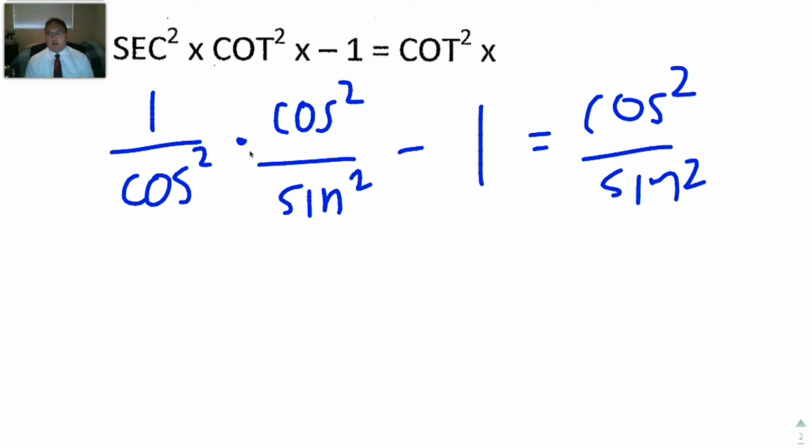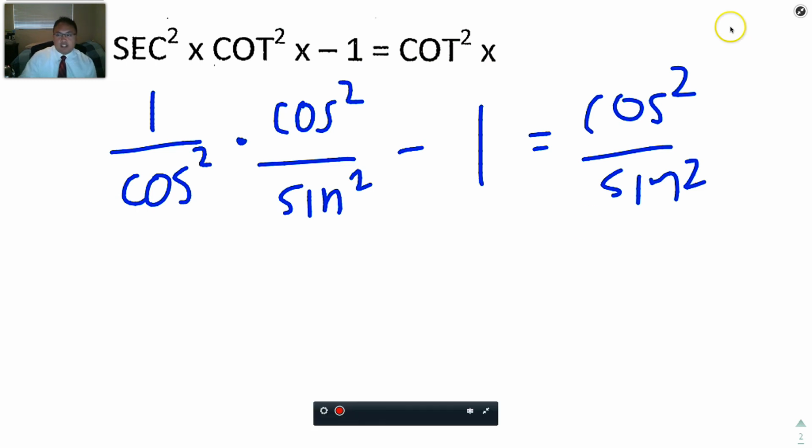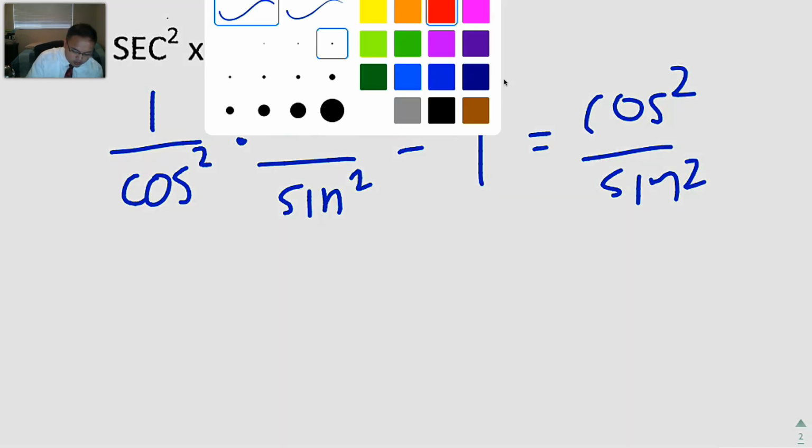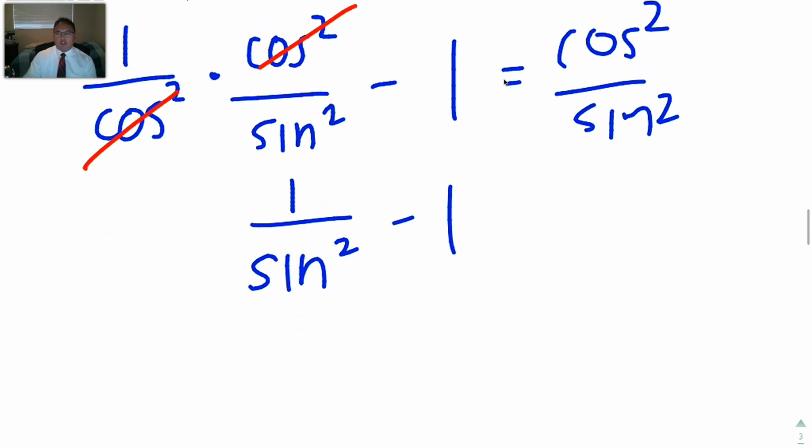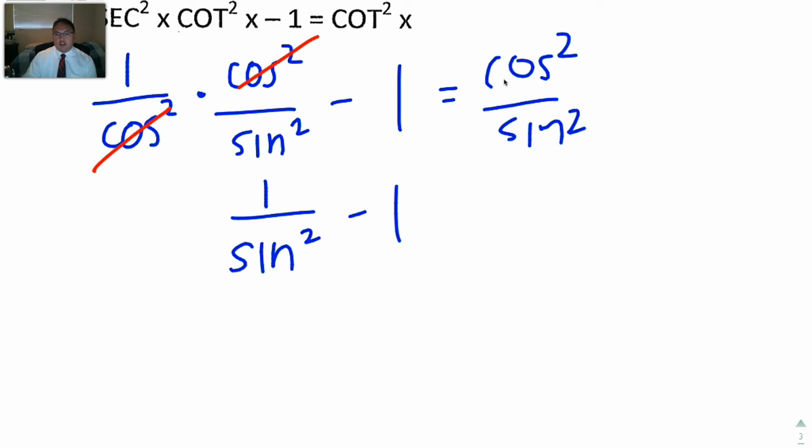Remember that when I'm proving things, you may notice that the right side is so much easier and simpler than the left side. So for these problems, I'm going to focus all my attention on the left side. On the left side, I have a cosine squared in the numerator and a cosine squared in the denominator that cancel. So when I multiply these, I get 1 over sine squared minus 1. I'm not even going to deal with the right side, because that's what I want my left side to look like. This almost looks like it, but not quite, so I have to do something further.